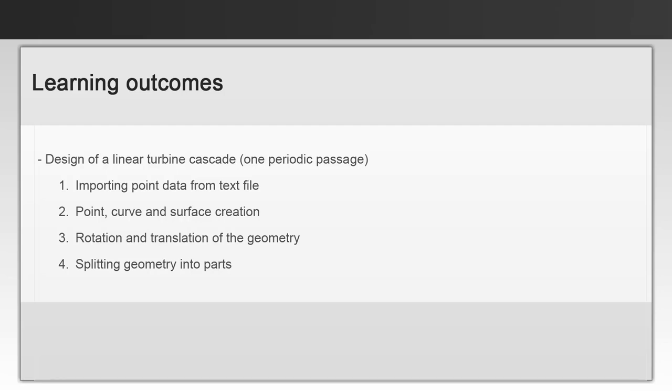This tutorial illustrates how to design one periodic passage of a linear turbine cascade in ISM CFD. By the end of the tutorial, you will learn how to import point data from text files, create points, curves, and surfaces, rotate and translate the geometry, and split the geometry into multiple parts for applying different boundary conditions.